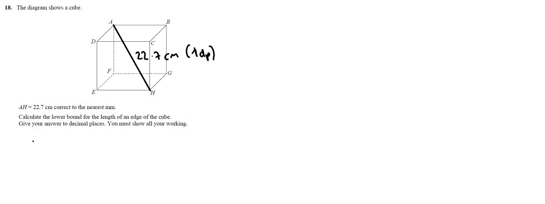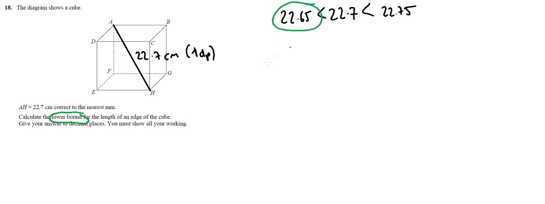Okay, so it talks about a lower bound for the length of the edge of our cube. It's a cube, so the lengths are the same. Let's think about our lower bound for a start. If we've got a line which is 22.7, what's going to be our lower bound? Well, that's going to be 22.65, and the upper bound is going to be 22.75. So the lower bound is here.